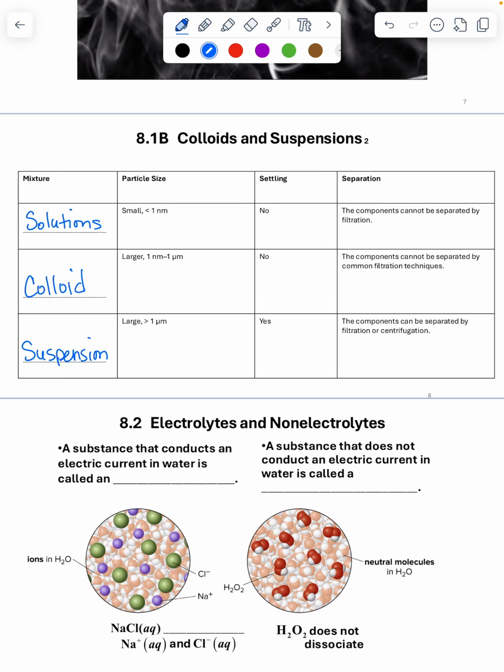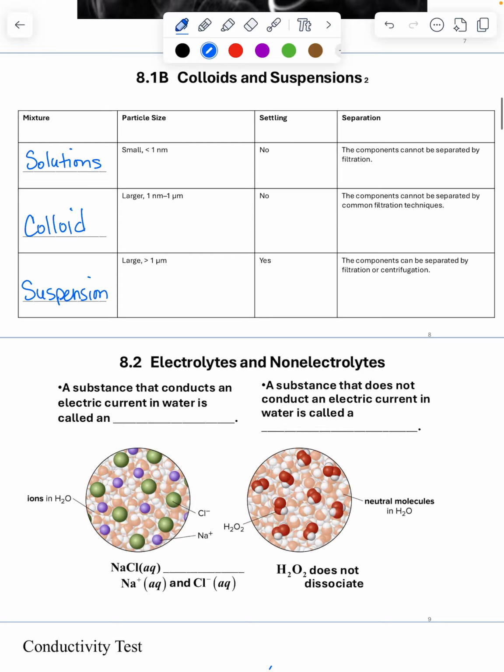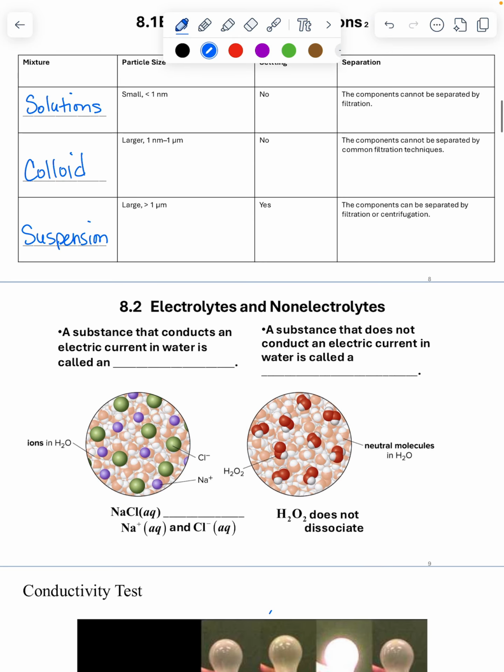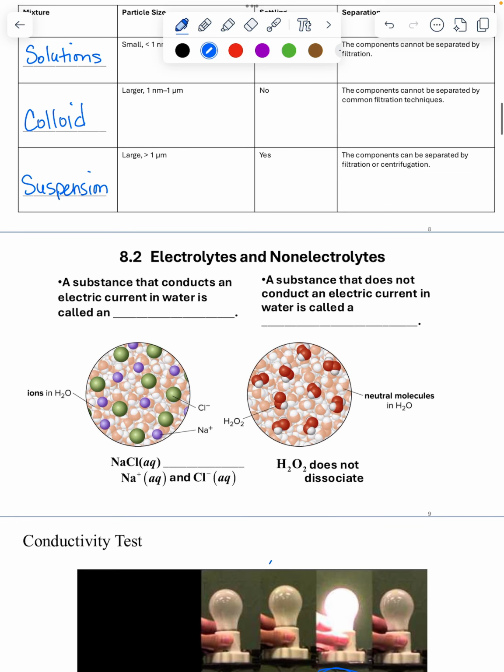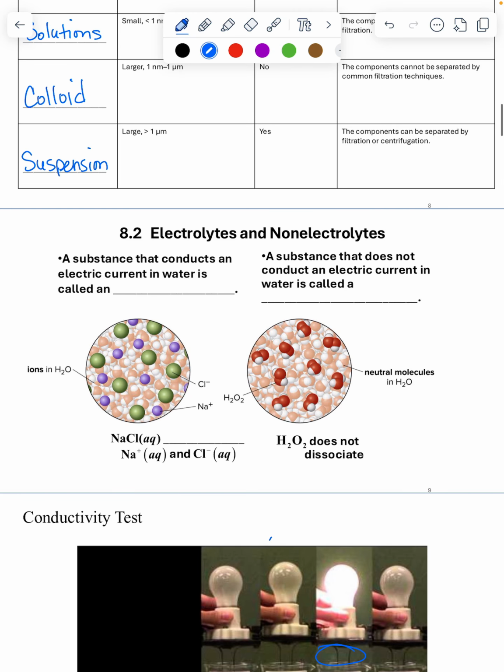There is settling, meaning if it were left on its own, the larger particles would go to the bottom of the container. And because of this, the solution can be filtered or can be separated with filtration. Or centrifugation, which is that spinning piece of equipment in the lab. Oftentimes when they're trying to separate blood, they use a centrifuge and they spin out the blood and separate it into its parts.